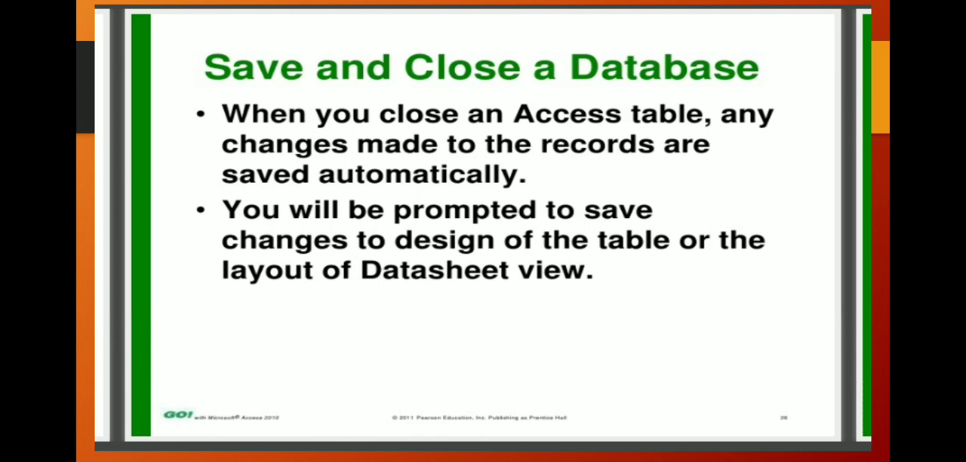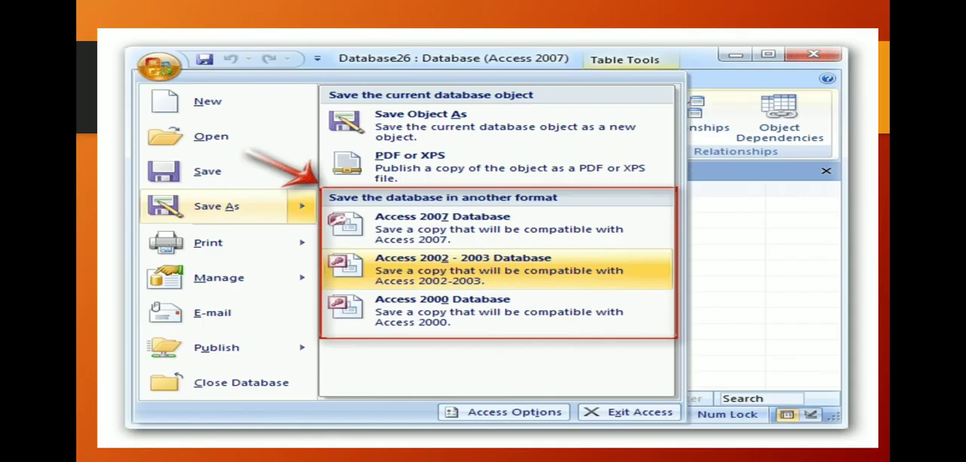It is advisable to mention a short file name that relates to the information you stored in your database. Here you can see the options given: New, Open, Save, Save As, Print, Manage. So when you want to save your file, just click on the Save button, select the particular file name and then click on Save. This way you can save your Access file. And to close the database, click on the Close button to close the particular database.